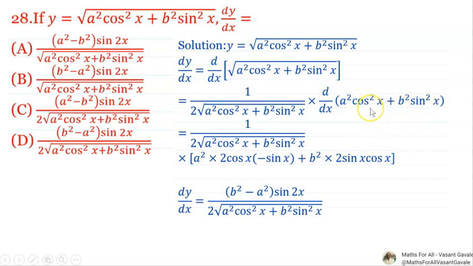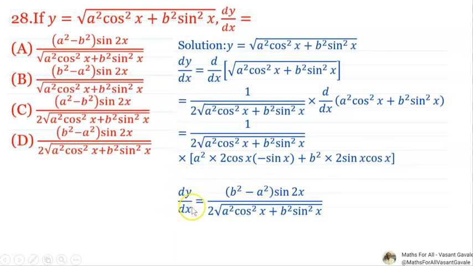Now the derivative of cos square x means what? 2 cos x into derivative of cos x is minus sin x, plus b square या sin square x चा डेरिव्हेटिव्ह 2 sin x into derivative of sin x is cos x. ओके, आणि नंतर हे सिम्प्लिफिकेशन.